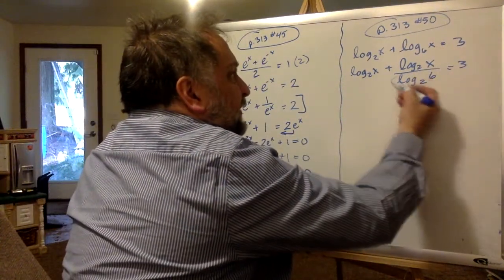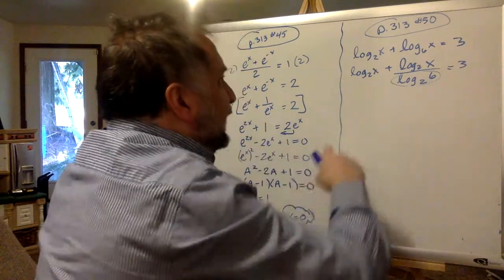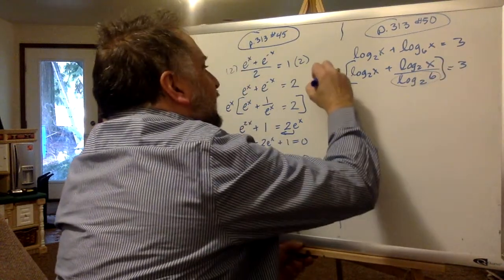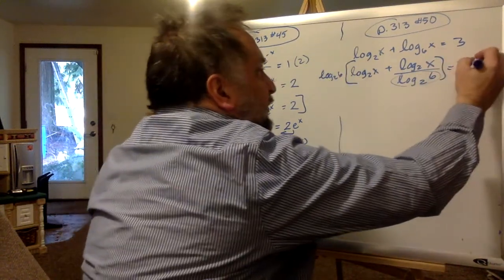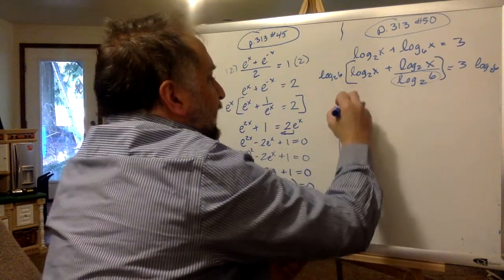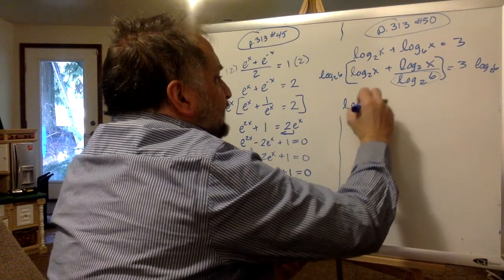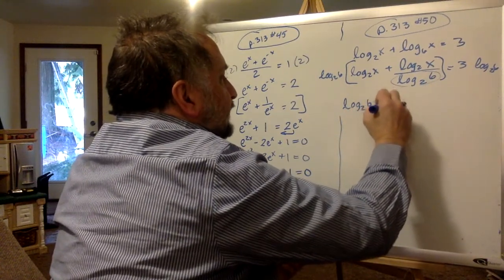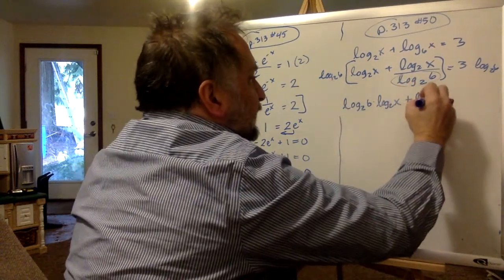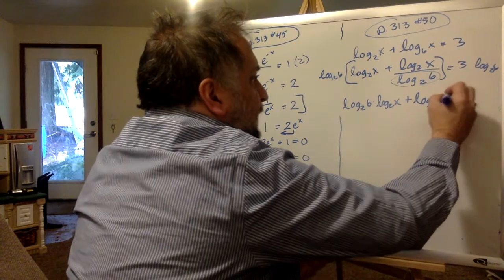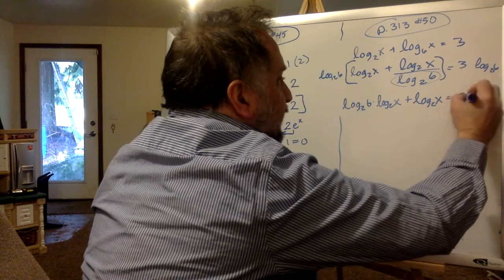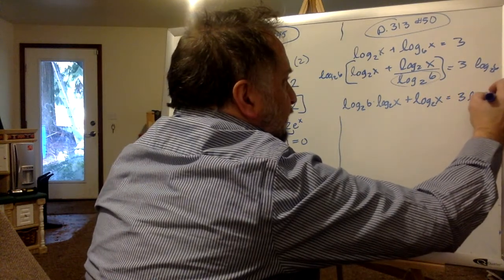Okay, so this is just a number. I don't know what number this is. This is just a number. So I'm going to multiply everything in the problem by that number. So I'm going to multiply this side by it, and I'm going to multiply this side by it. When I multiply this side by it, I get log base 2 of 6 times log base 2 of x plus, this cancels with that, so I just get log base 2 of x is equal to 3 log base 2 of 6.